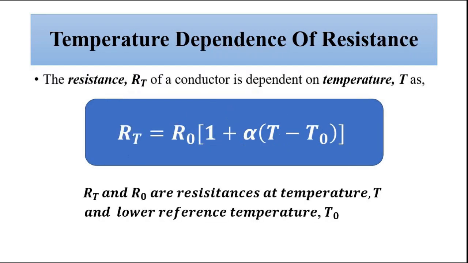Then the temperature dependence of resistance, because resistivity will impact resistance too as per the relationship rho L by A. Here the resistance RT of a conductor at a particular temperature T is given as RT is equal to R0 into 1 plus alpha into T minus T0. Again, T0 is the reference temperature, R0 is the reference resistance, that is the resistance at the lower reference temperature, RT is the resistance at particular temperature T, and alpha is again the temperature coefficient of resistance or resistivity.